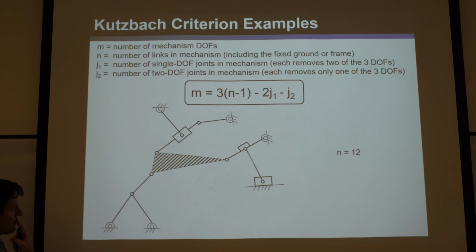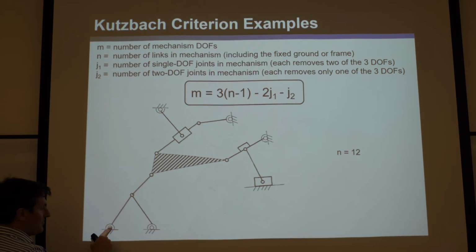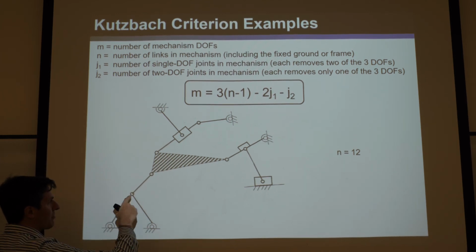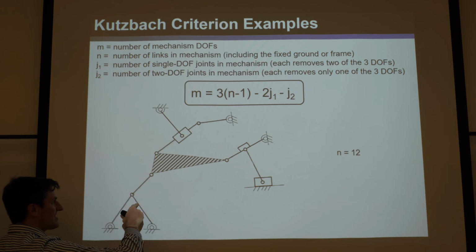So let's count them, okay? Well, we have 1 from here, 2 from this revolute joint, okay? 3 from that revolute joint, but look, there's 3 lines that go in it.